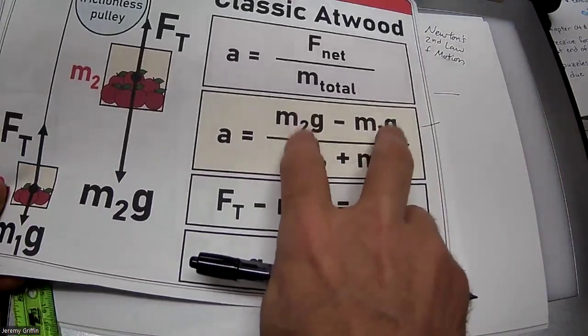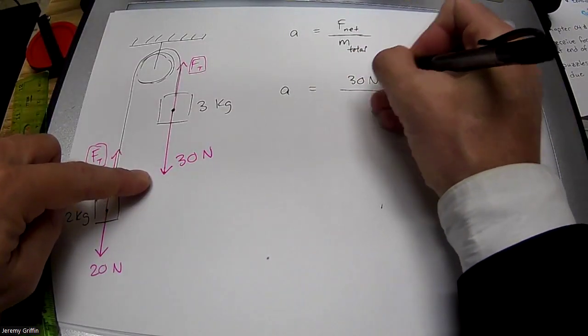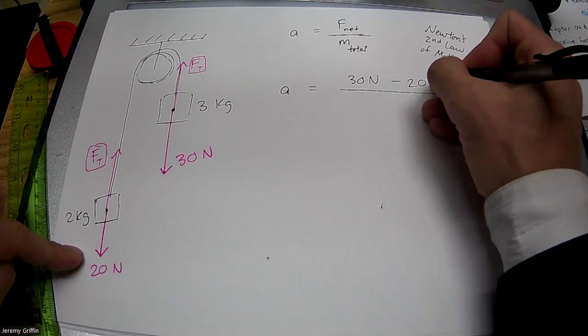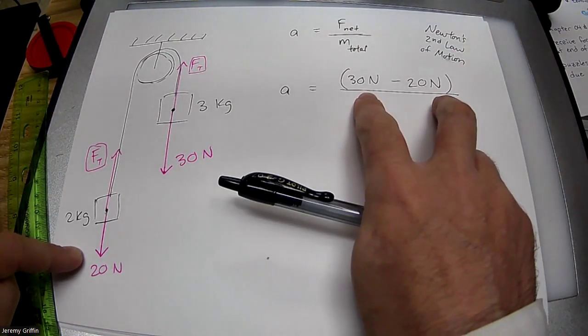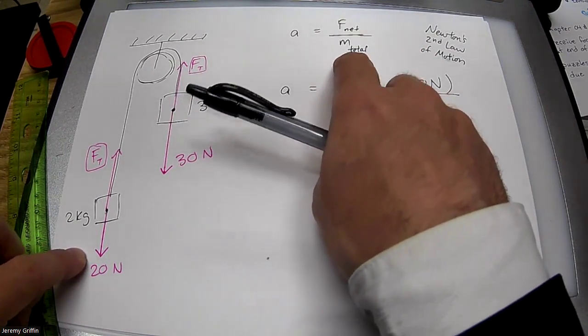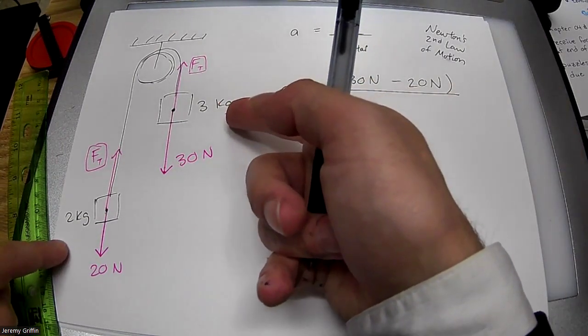It's like that, right? So could that be 30 newtons, saying let's go clockwise, minus the 20 newtons holding it back, saying no, I want to go counterclockwise? Is that true? Right, just like that. And guess how much mass is being moved around? You gotta see, 5 kilograms.